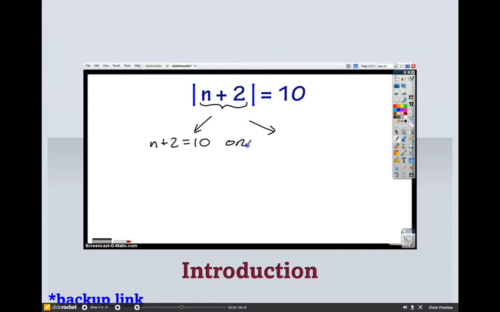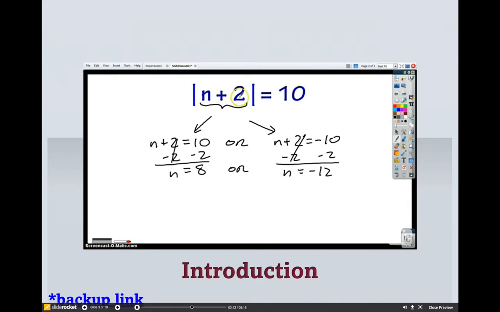Or there's the other possibility. Because of what absolute values do with negatives, I can say to myself, n plus 2, I could also need that to change into a negative 10. Because when this becomes negative 10, I take the absolute value of it, I just get 10. So now I basically get two different equations, the positive version, the negative version, and then I solve them. In this case over here, I get n equals 8, or over here we solve n equals negative 12. And if we go back and check, both of these work.